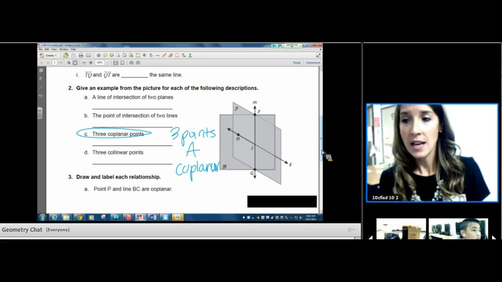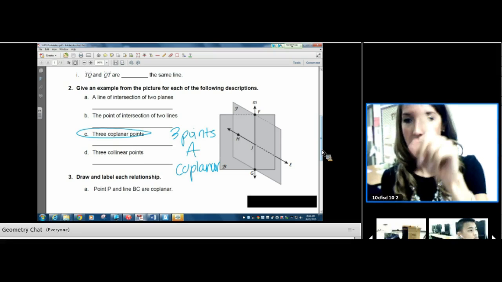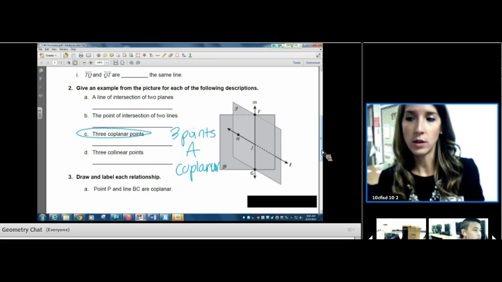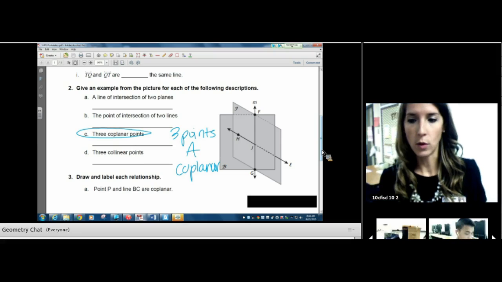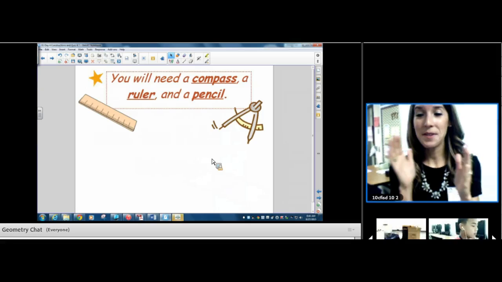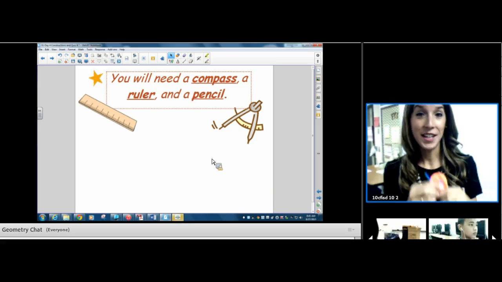Any 3 points. Now, is B a point? No. Is J a point? No. M is not a point and L is not a point. So any 3 of those, there's only 4 points on there. Any 3 of those 4. Okay, that's all we're going over for right now. Next, we're doing a super speedy lesson on constructions. What is a construction?